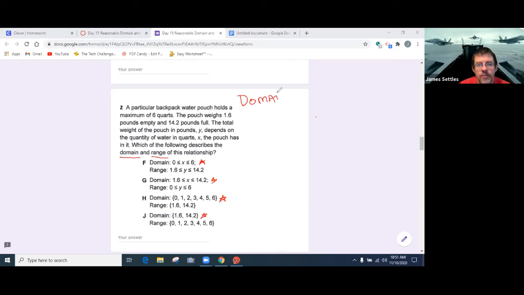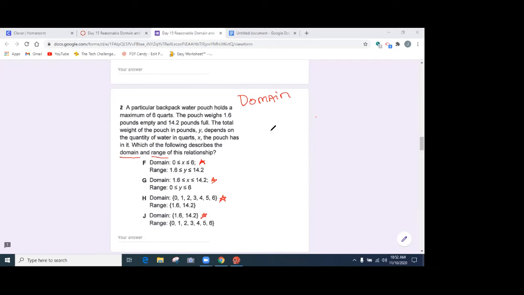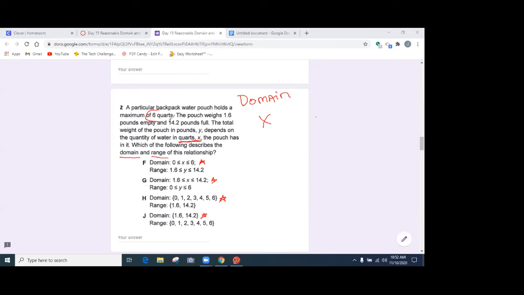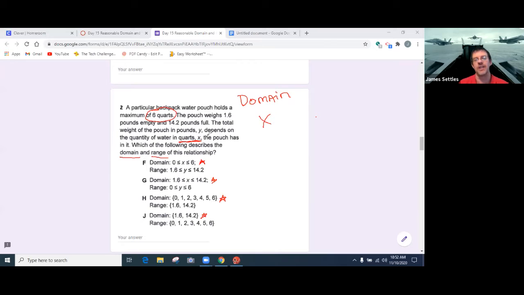All right. So when we're looking at just the domain, what letter is domain? X. All right. So all of the domains here say X's. So we need to go back and say, well, what are the X's? So the X's are quarts. And so we need to find a number in here that talks about quarts. 6. All right, 6 quarts. So if it's not dealing with the number 6, it's not domain. And so F definitely deals with the number 6 right here. So F looks good. What about G?